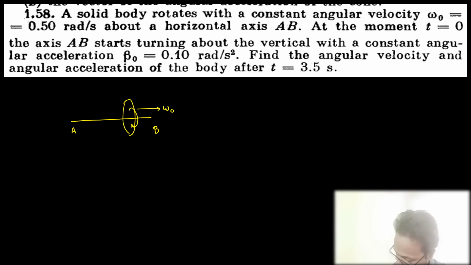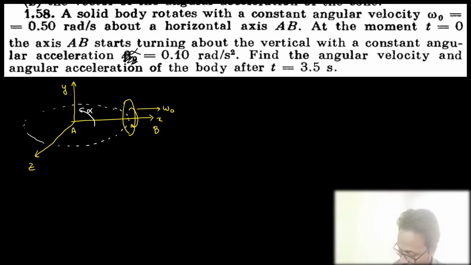That means, suppose this is the x-axis, this is the y-axis and this is the z-axis. This axis AB starts revolving around this plane with angular acceleration. What is the angular acceleration of this rotation? The angular acceleration is equal to 0.1 radians per second squared. Let beta naught be alpha, for ease of calculation.